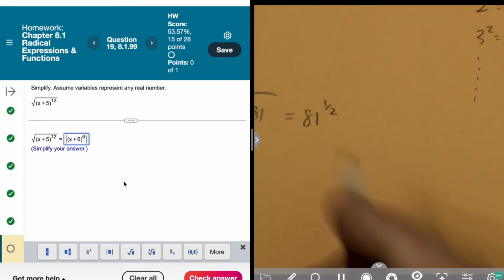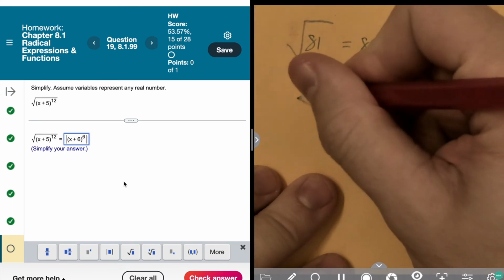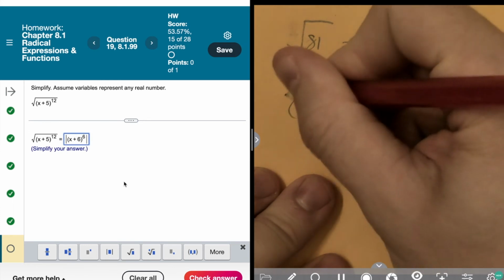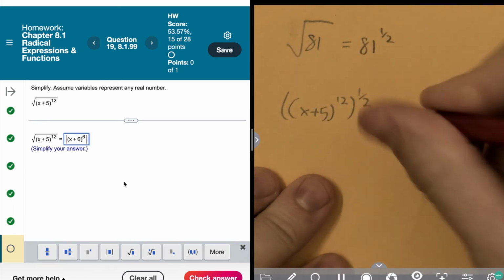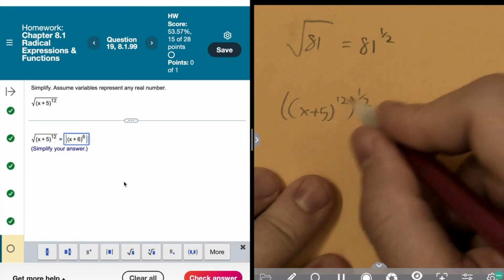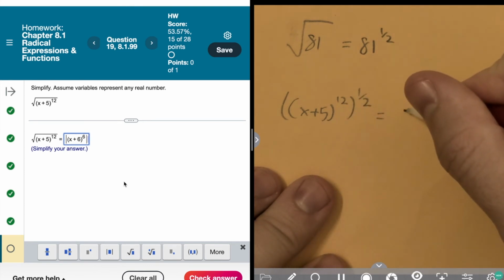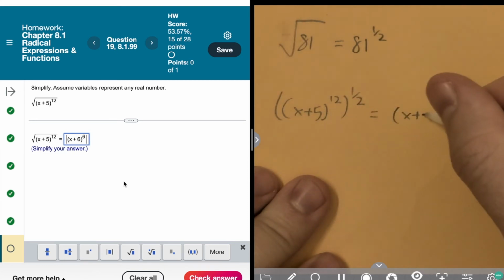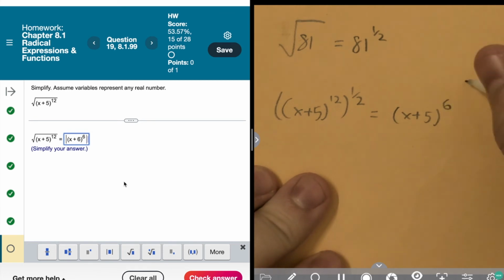Now, what that does for us is it lets us write the problem we just had like this. It's x plus 5 to the 12th to the 1/2 power. So what happens there? Well, when you have an exponent to an exponent, you get multiplication. And when you multiply a whole number by a fraction less than 1, you're really performing division. And so that's where the 6 is coming from.